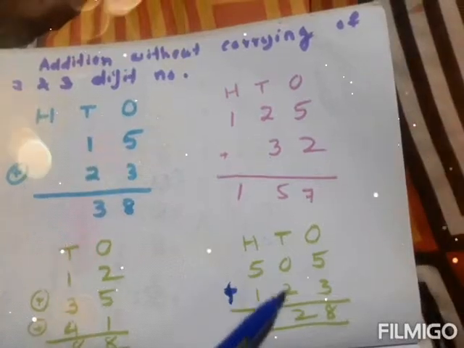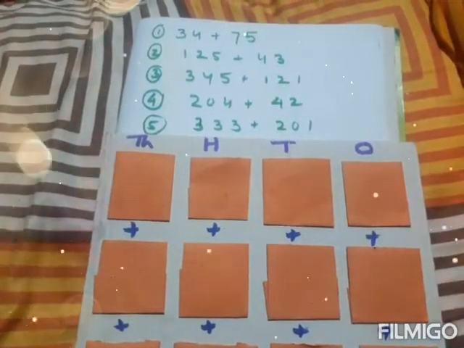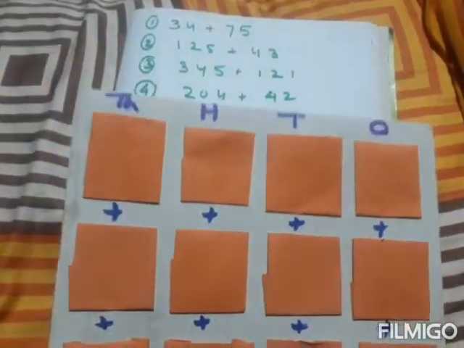So 2 plus 0 is 2. So 5 keeping in our mind and plus 1, 5 after 1, 6. So I will write 628. In this way, children, you will have to add without carrying of 2 and 3-digit number. To know clearly, I will give you an example with the help of the TLM.